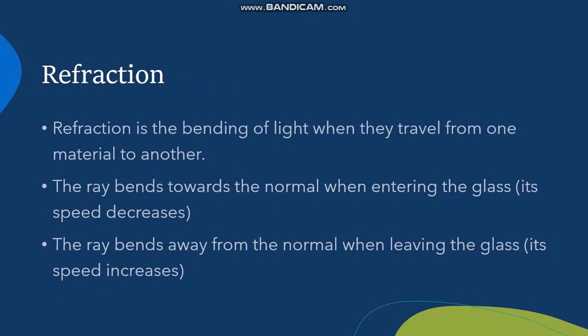Refraction. Refraction is the bending of light when it travels from one material to another. The ray bends towards the normal when entering the glass, its speed decreases, and the ray bends away from the normal when leaving the glass, its speed increases.